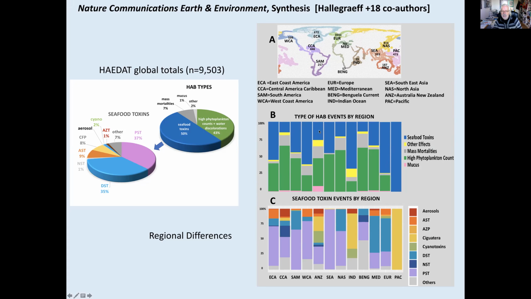First, the type of HAB events, and in some regions you get equal numbers of seafood toxins, the blue bars, and high phytoplankton abundance, the green bars, but in other regions, seafood toxins are the only problem. Here we partition the seafood toxins again into the different syndromes, and you can see here differences are even more pronounced. Some regions like Southeast Asia are almost entirely dominated by paralytic shellfish toxins, these purple bars, but in other regions like Mediterranean and Europe, we have a dominance of diarrhetic shellfish toxins. And not surprisingly, in the tropical Pacific, ciguatera is the only problem of real concern there.